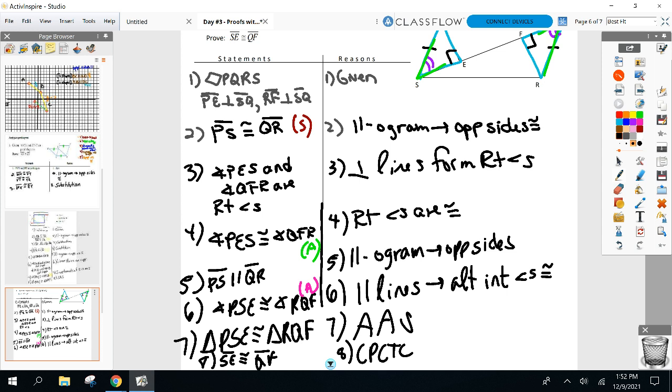Parallelogram, diagonal, alternate interior angles. Every time. Parallelogram with a diagonal, alternate interior. Questions there from you guys?